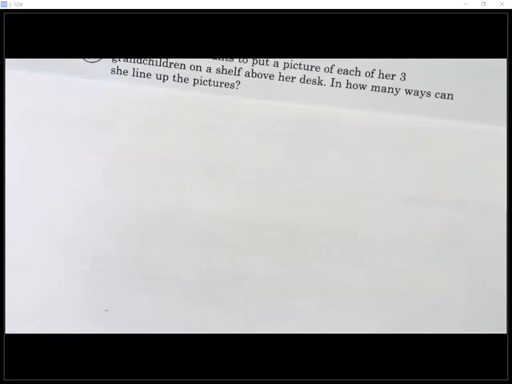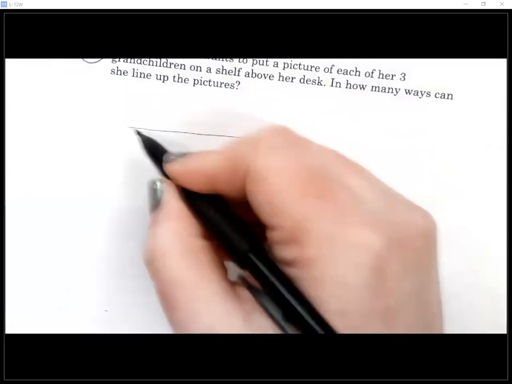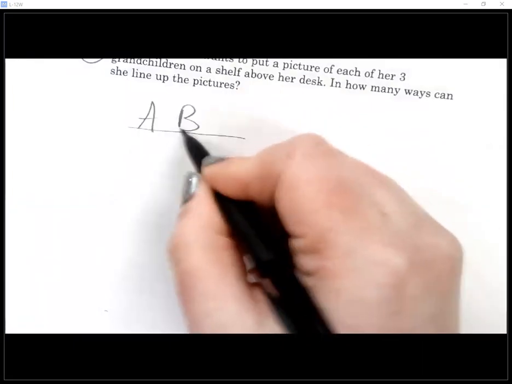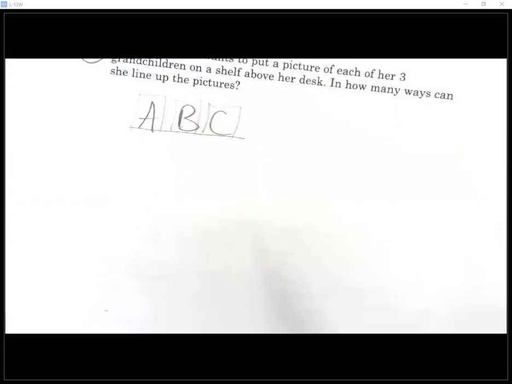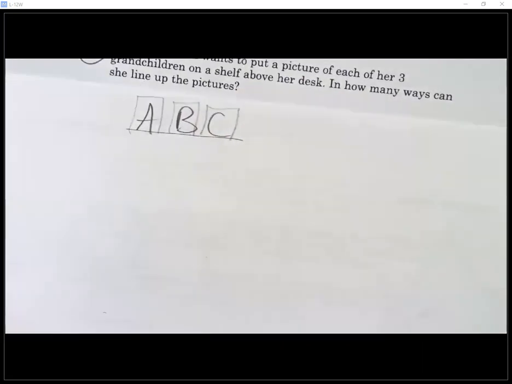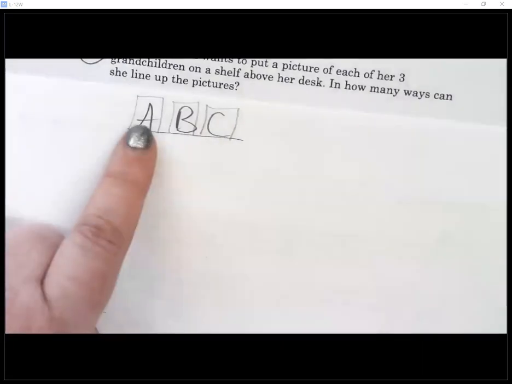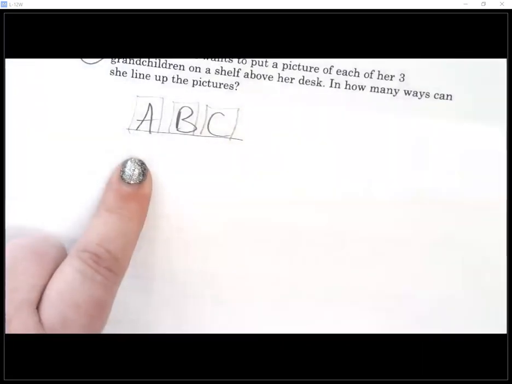May I recommend, instead of trying to draw 3 different people over and over again, we just call them grandchild A, B, and C? So there are my pictures, picture A, B, and C. And then see if you can come up with some other way. How else could she do it if she wants to leave grandchild A in that same spot? Are there any other options?